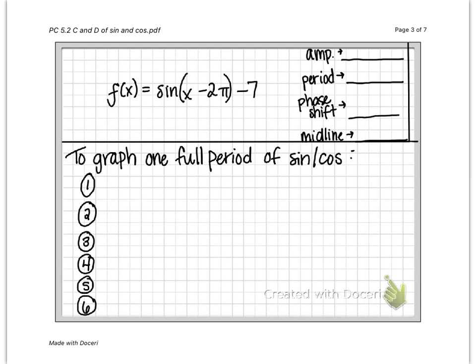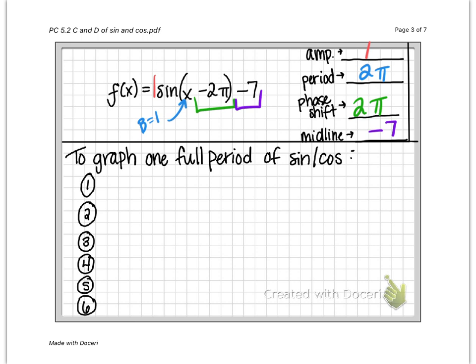Okay, f of x equals sine of x minus 2 pi minus 7. The amplitude, imaginary 1. The period, b equals 1 again, so our period is still 2 pi. Phase shift is going to be this value in here. It will be a positive 2 pi, so 2 pi to the right. And the midline, we have a shift down 7, so our midline will be at negative 7.